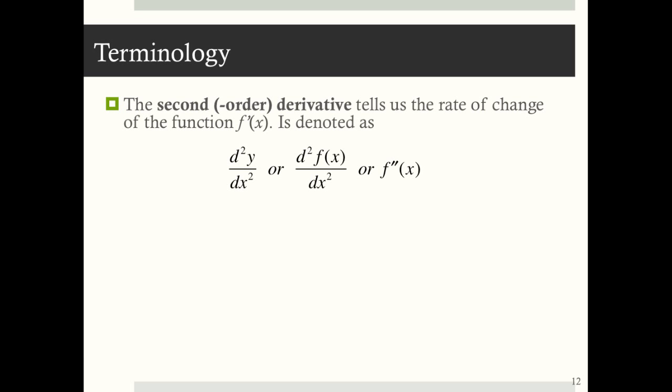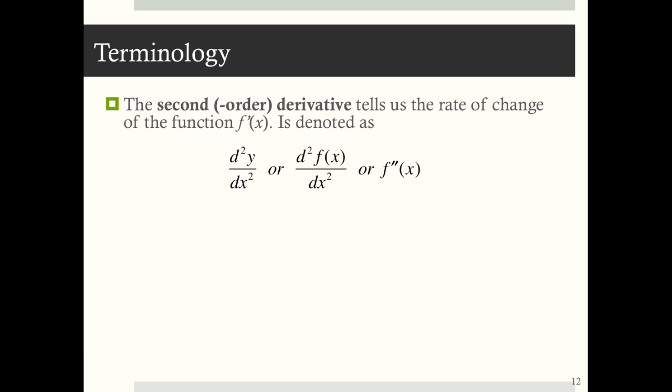Now, we're going to introduce the second derivative, or the second order derivative, which tells us the rate of change of the first derivative f prime x. In other words, it's telling us the rate of change of the rate of change. And it's denoted as d2y over dx2, or d2f of x over dx2, or f double prime x. I'll be using the double prime from now on.